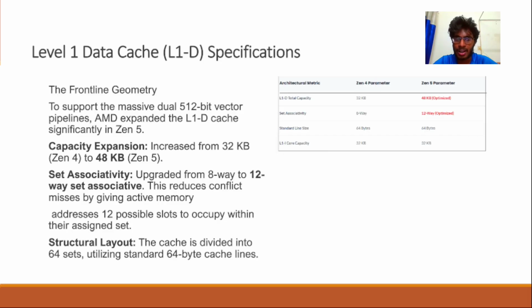The L1 data cache specs. The L1 data cache has been beefed up from 32 KB and 8-way set associative to 48 KB and 12-way set associative. Why? By giving the memory addresses 12 possible slots to live in, we drastically reduce the conflict misses. It's a space for performance trade-off. More slots mean fewer evictions during heavy workloads. And the structural layout is that the cache is divided into 64 sets utilizing the standard 64-byte cache lines.